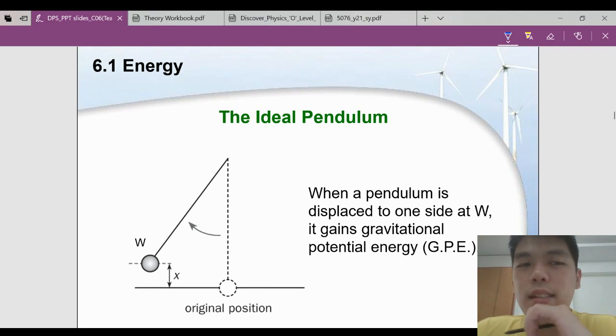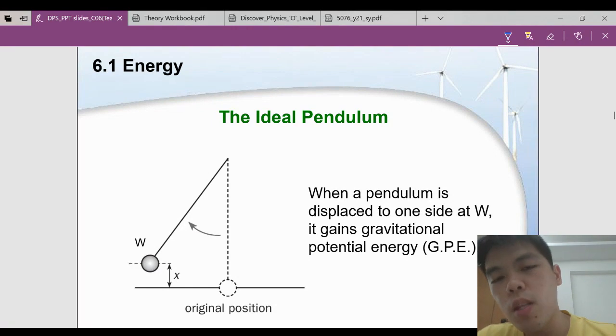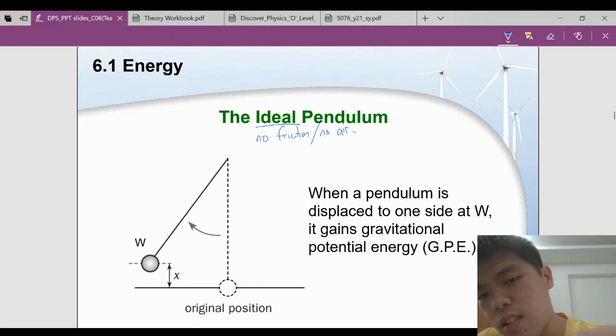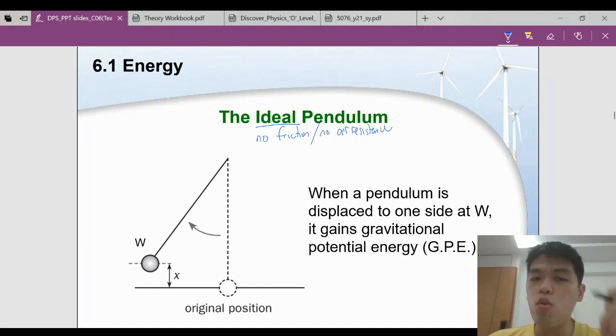Today we'll look at some examples regarding energy and conservation of energy. The first example will be a pendulum. In the pendulum itself, we assume that this is an ideal pendulum. That means there is no friction and no air resistance, such that there is no energy loss to overcome friction or air resistance. It is ideal, it's in the perfect world.